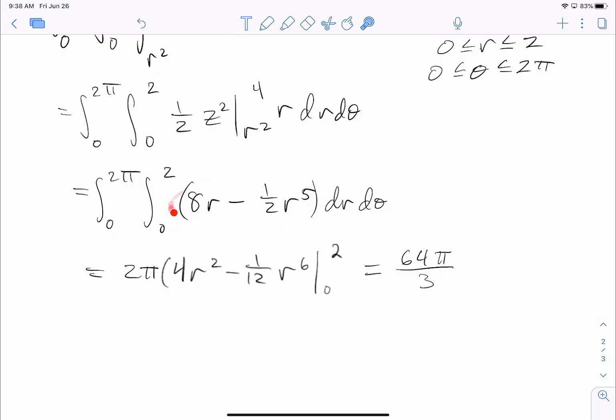There's no theta in our integrand, so we can quickly integrate from 0 to 2 pi d theta, which gives us 2 pi. And then using the power rule, we get 4r squared minus 1/12 r to the 6th. That'll be evaluated from 0 to 2, giving us a result of 64 pi over 3.